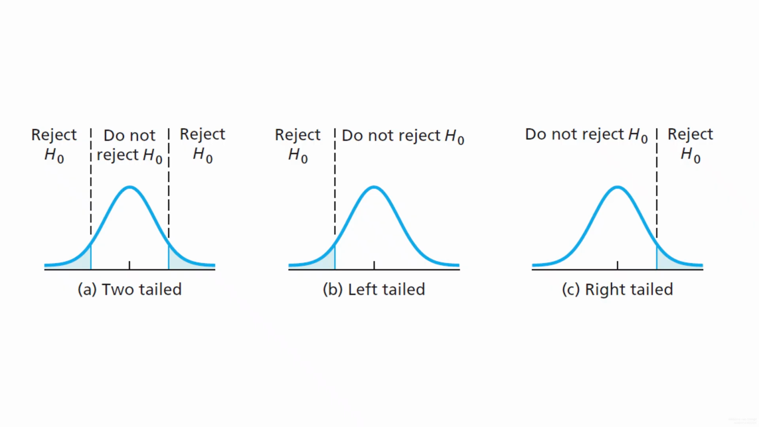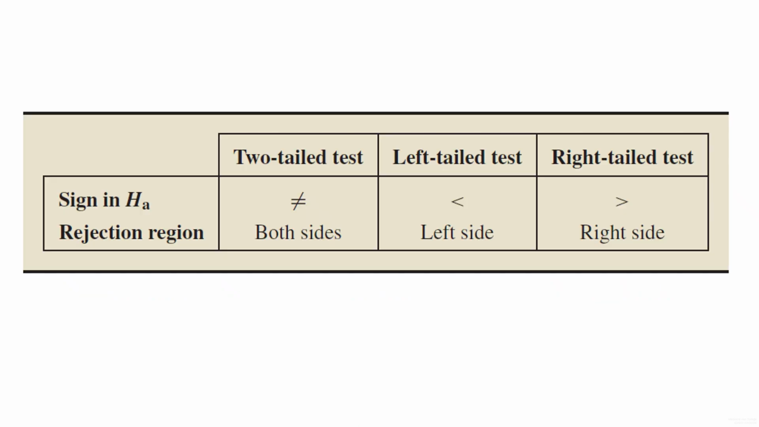So I just wanted to show this again. If you've got, say, an alpha of 0.05 and your test is two-tailed, you need to divide that by 2 so that you can get it in both sides. And then if it's on the left tail, then you only do it once, and then on the right tail just once. And the left-hand side is usually going to be negative. And here again is that table showing the sign that you would have in your alternative hypothesis, and the rejection regions: two-tailed, it's both sides, left-tailed, it's the left side, and right-tailed, it's the right side.